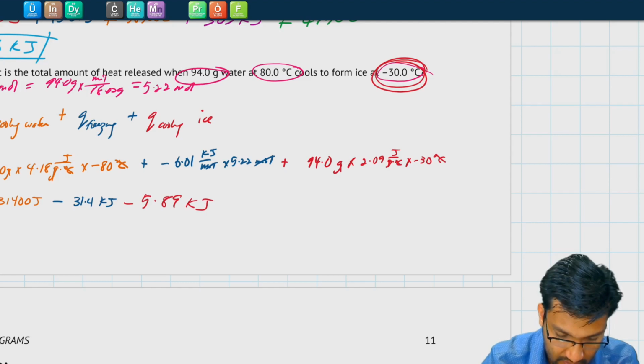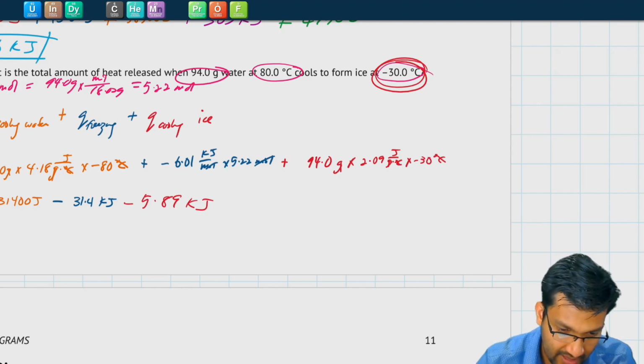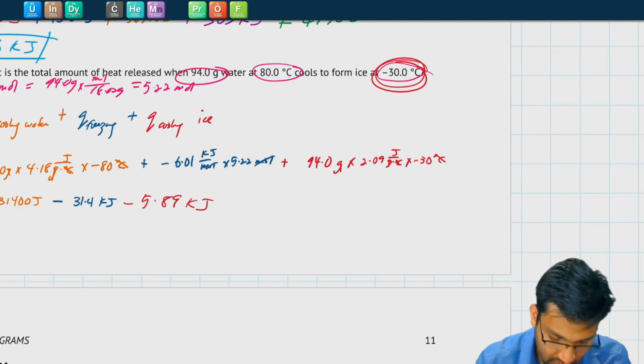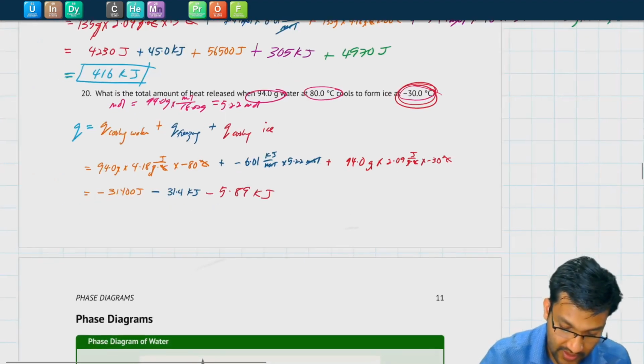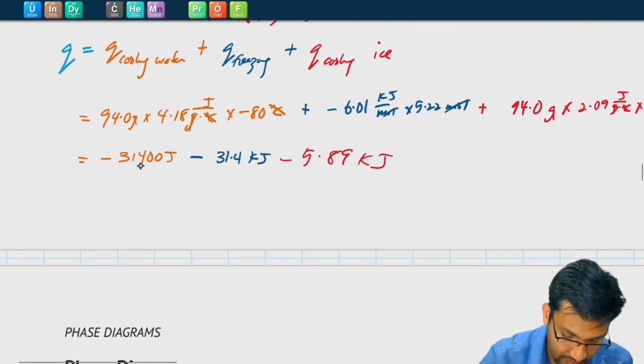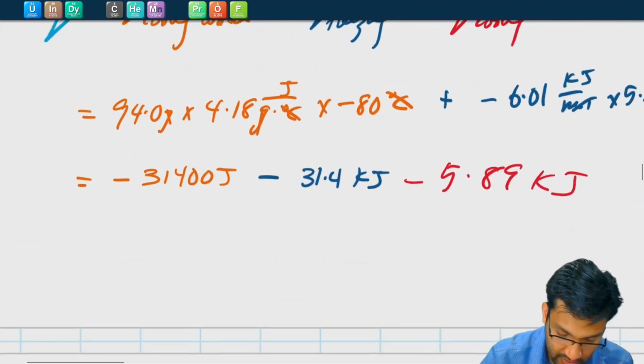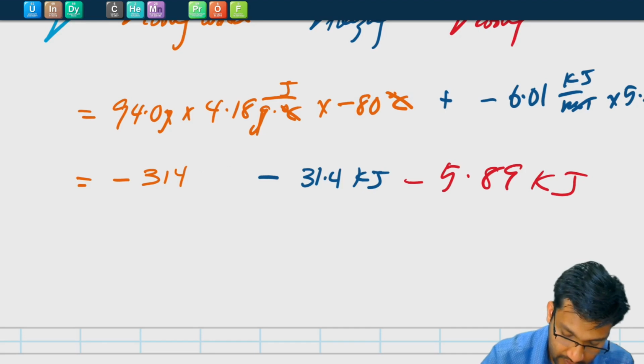94 times 2.09 times 30. Yeah, it comes out to be 5893.8 joules or 5.89 kilojoules to 3 sig figs. So if I wanted to write this in kilojoules, it would be 31.4 kilojoules. This one right here.